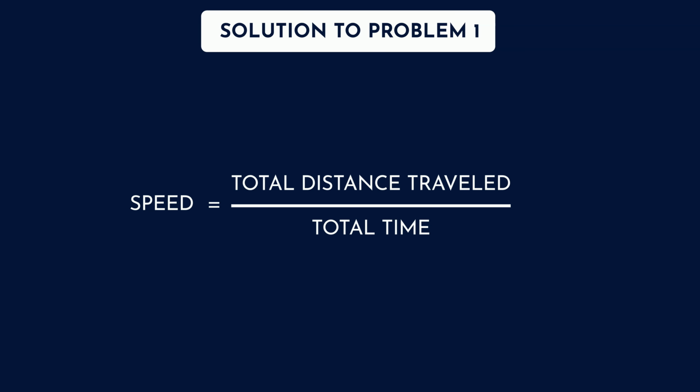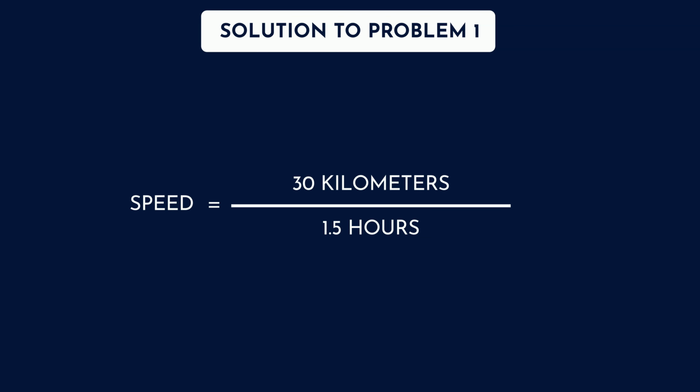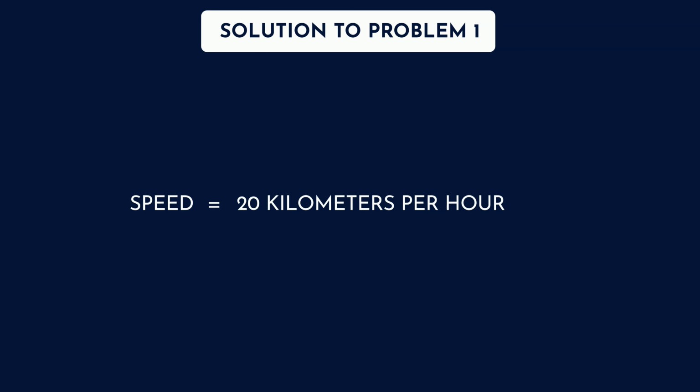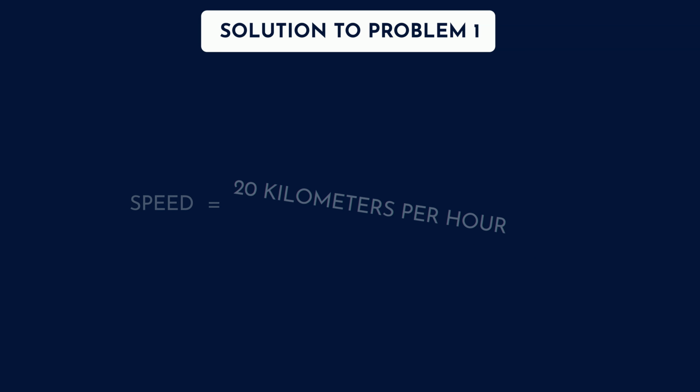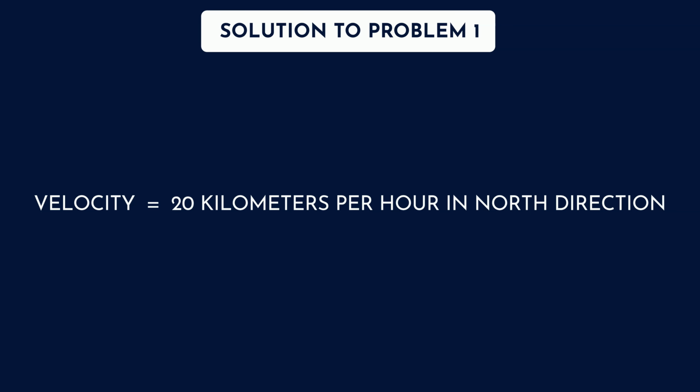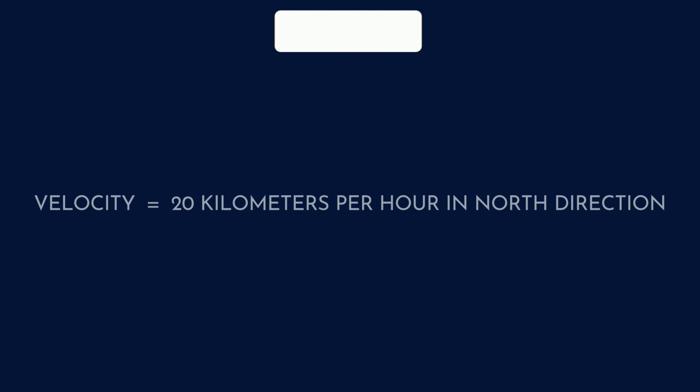Let's review the solutions. Solution to problem 1. To find the cyclist's speed, we divide the distance, which is 30 kilometers, by the time, which is 1.5 hours. This gives us a speed of 20 kilometers per hour. For velocity, since the cyclist is traveling north, the velocity is 20 km per hour in the north direction.